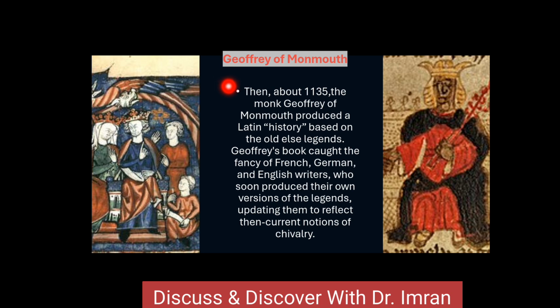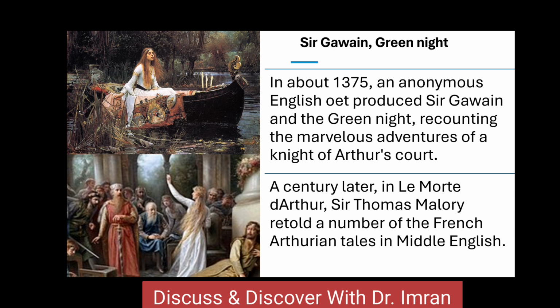Now, Geoffrey of Monmouth. About 1135, the monk Geoffrey of Monmouth produced a Latin history based on the old Arthurian legend. Geoffrey's book caught the fancy of French, German, and English writers, who soon produced their own versions of the legends, updating them to reflect the current notion of chivalry. Now here you can see Sir Gawain and the Green Knight. In about 1375, an anonymous English poet produced Sir Gawain and the Green Knight.